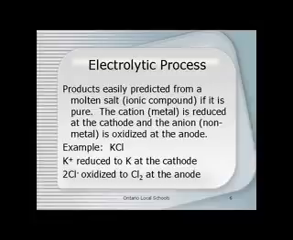For instance, let's look at potassium chloride. K+ is reduced to potassium metal at the cathode, and then the chloride ion, 2Cl-, is oxidized to Cl2 at the anode.